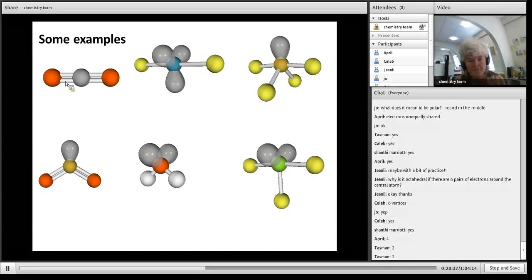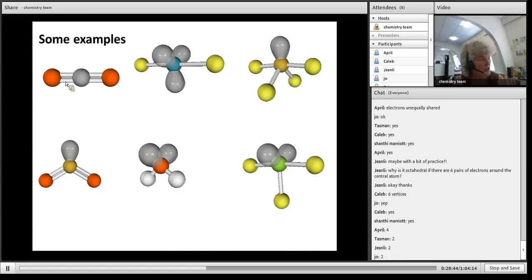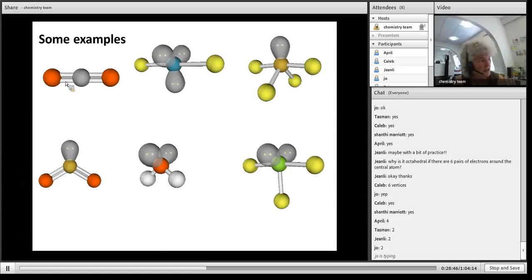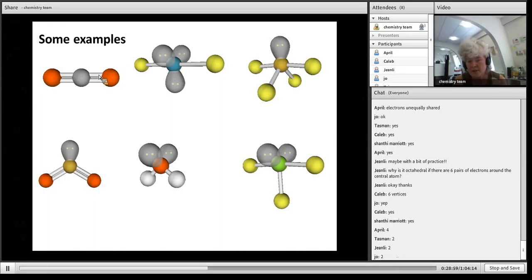Okay, April, you've said 4. If you're looking at regions, not how many electrons in total, but how many areas of negative charge. It's a good point you raised that, April. I'm glad you did that, because I never said that in my lesson so far. Double bonds and triple bonds still count as a single area of negative charge. So thank you for raising that, April.